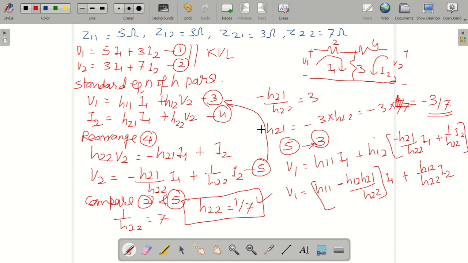So I got this H21 already. This answer I got it. Okay, H12, I got H21 and H22. So something is wrong, I think so. Something is wrong.